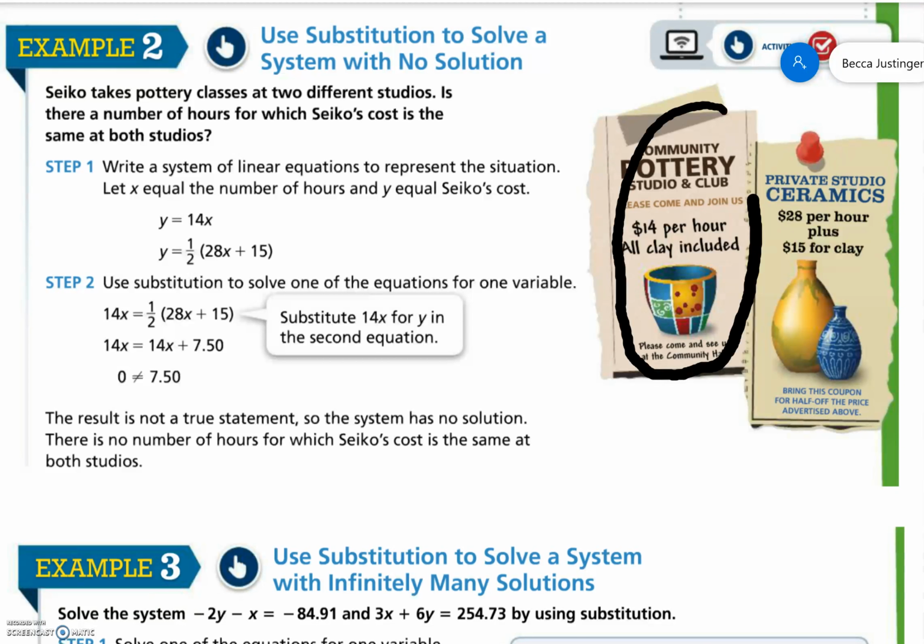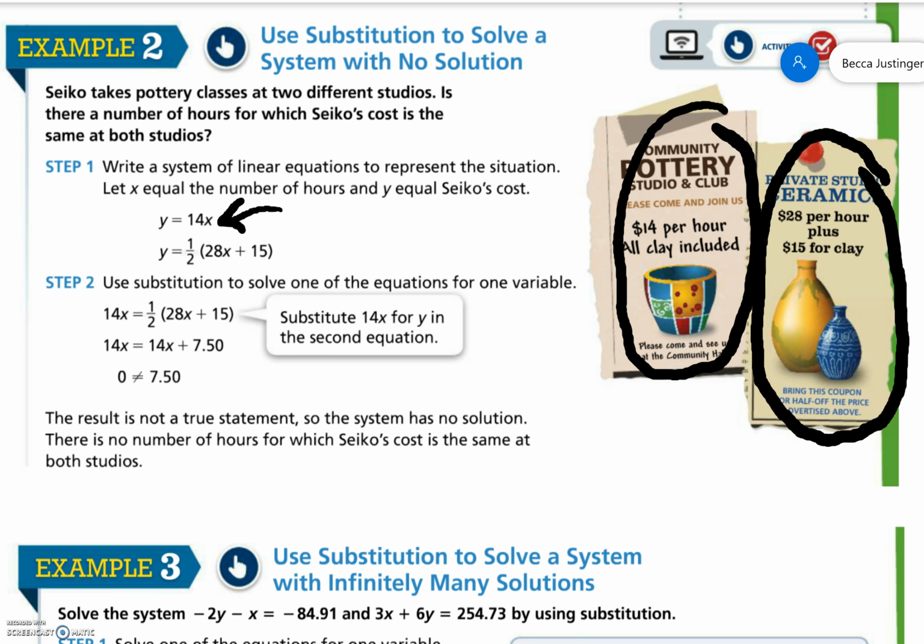So this first one is $14 per hour. So that's where they get this first equation, 14x. Second equation is 28 per hour plus $15 for clay. But if you use the coupon, it's half off. So that's where they get the 28x plus 15, but they multiply it by 1/2. Now here, they have y equals and y equals. So we can substitute the y's for each other and actually just set them equal to each other. So 14x equals 1/2 times 28x plus 15. Distributing in that 1/2 gives us 14x equals 14x plus 7.50.